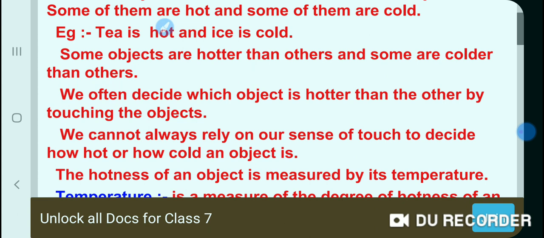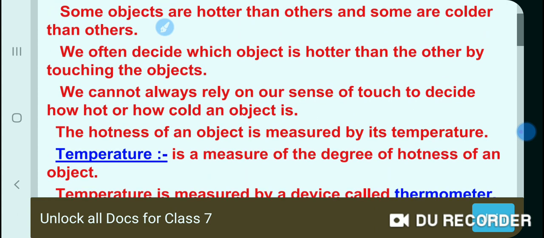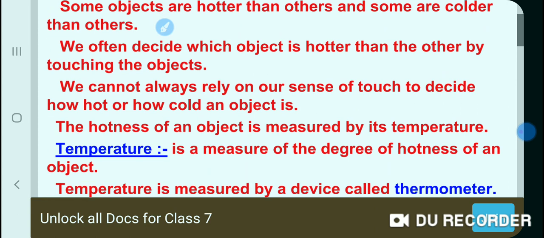But when there are two objects and you have to say which one is hot and which one is cold, you touch them and just say this is hot and this is cold. It depends on the burning sensation. If you touch an object and get a severe burning sensation, you say that it is hot, and if you feel a mild burning sensation, then you say that it is cold.